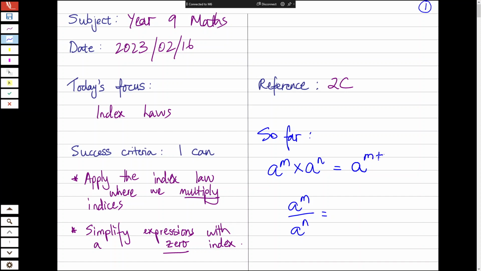Right. So if you have the same base and you're multiplying the 2 numbers, you're going to add the indices together. What about the other one? If I have 2 numbers with the same base, which are in index form, but this time I divide them, what should I do, Shannon? Great. I'm going to minus or subtract the indices.